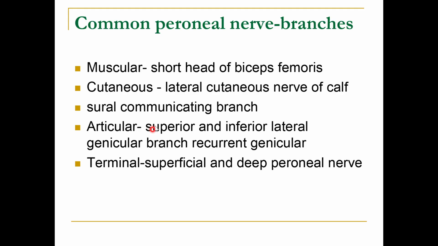The common peroneal nerve gives muscular branches to the short head of the biceps femoris, and a cutaneous branch, the lateral cutaneous nerve of the calf. It also gives the sural communicating branch which joins with the sural nerve. Sural nerve is a branch of the tibial nerve. Sural communicating is a branch of the common peroneal nerve. It also gives articular branches to the knee joint through the superior and inferior lateral genicular and also through the recurrent genicular branch. Coming to the terminal branches, there are two, the superficial and deep peroneal nerve.